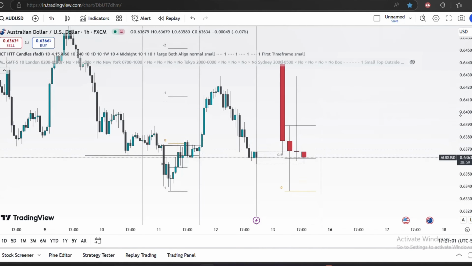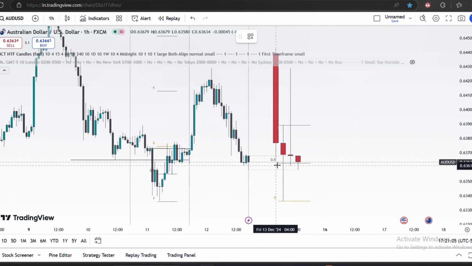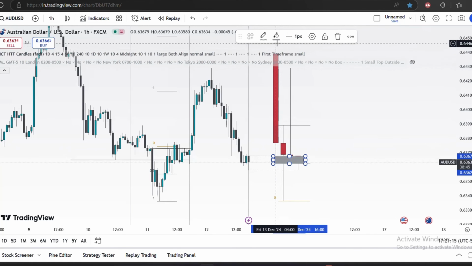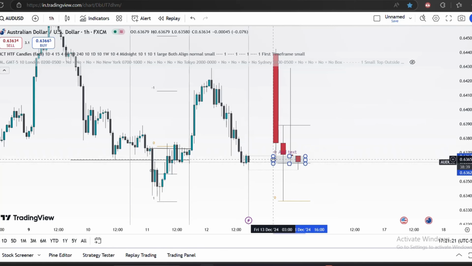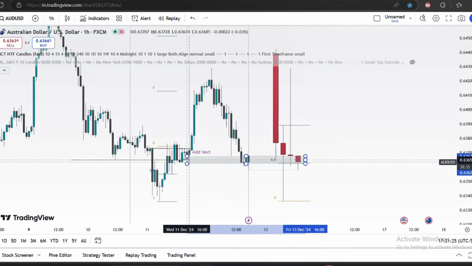And what do we do? We mark our T spot. Where is the T spot? We mark it from that 50% to the opening of the new candle, right? So here will be our T spot, and that is where we want to see the wick fall, right?